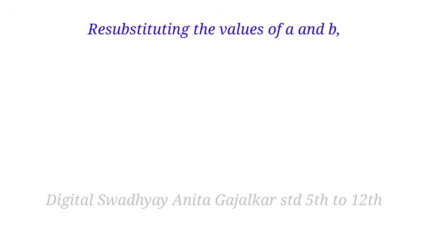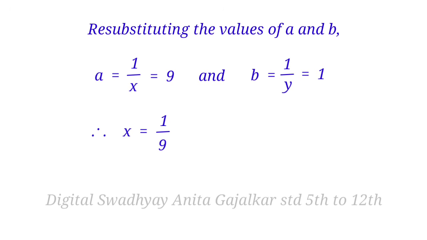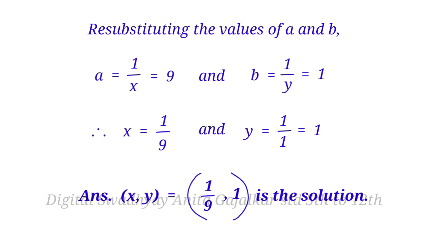Resubstituting the values of a and b. a equal to 1 by x equal to 9 and b equal to 1 by y equal to 1. Therefore, x equal to 1 by 9 and y equal to 1 by 1 equal to 1. Answer: (x, y) equal to (1 by 9, 1) is the solution.